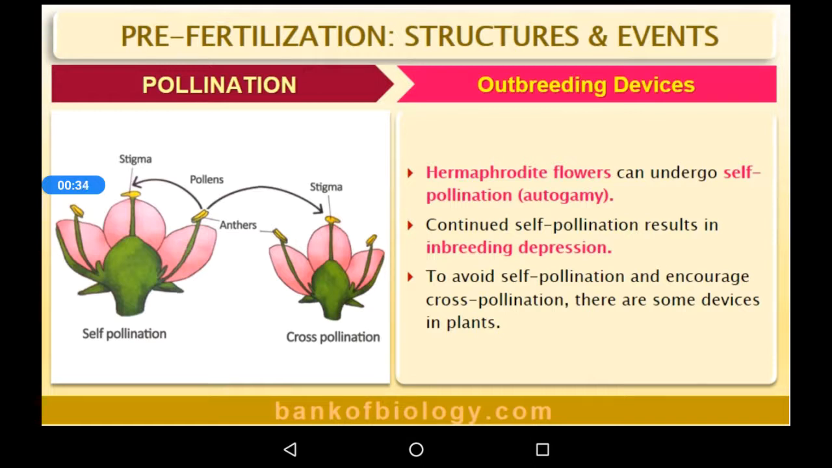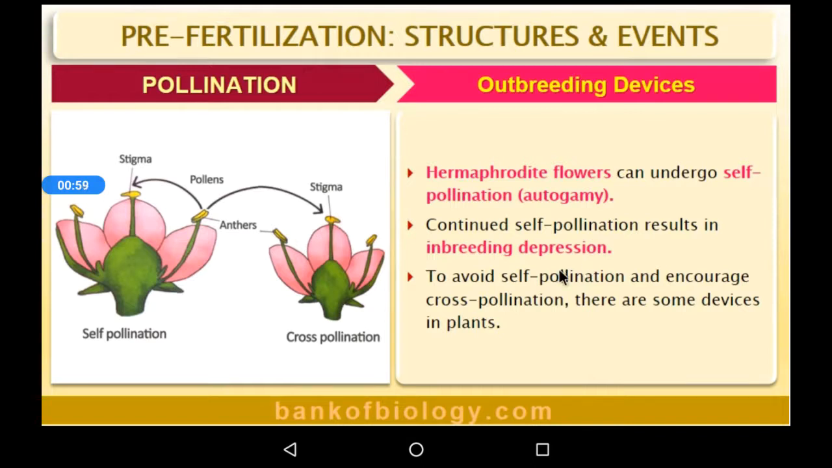So if the self-pollination continues, it results in inbreeding depression, which we discussed in the last video, right? Inbreeding means what? Breeding that takes place inside a family itself. So which results in homozygosity, no varieties, right? That means breeding between related individuals.